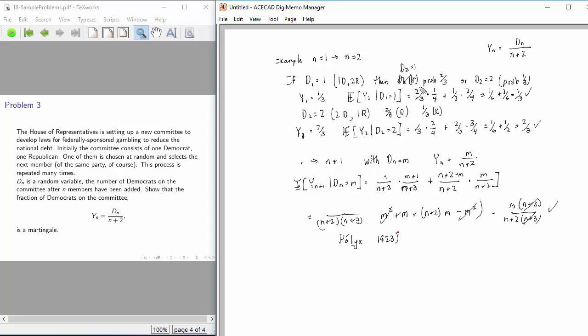So this is now known as the Polya's urn martingale, and there is, in fact, an entire book that's now been published that's devoted to it. So there's your nice introduction to martingales.